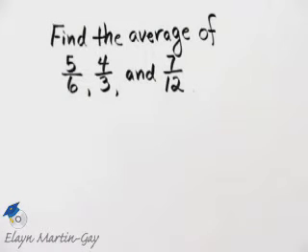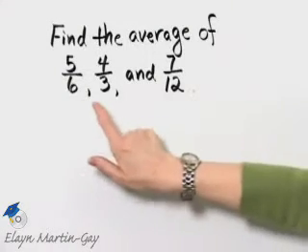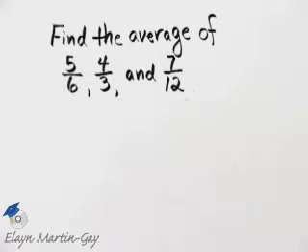Here we want to find the average of 5/6, 4/3, and 7/12. Now, how do we find the average of three numbers? We find the average of three numbers by finding their sum, then dividing by the number of numbers, so we will divide then by 3.